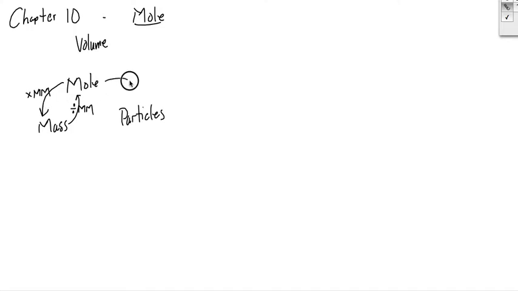If you're going between mole and particles, if you know how many moles you have, you would multiply by Avogadro's number, 6.022 times 10 to the 23rd. In the other direction, you would divide by that same number. Okay? Remember, a mole is just a number. A mole is just 6.022 times 10 to the 23rd, like a dozen is 12.